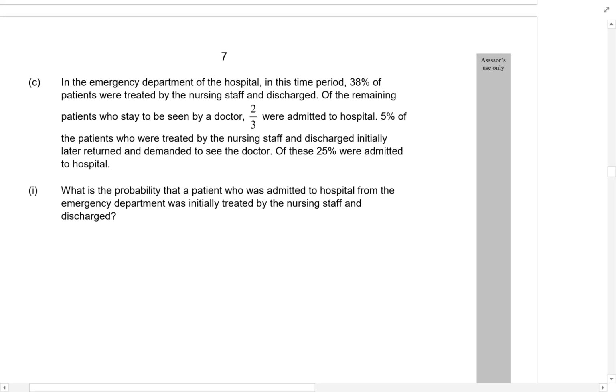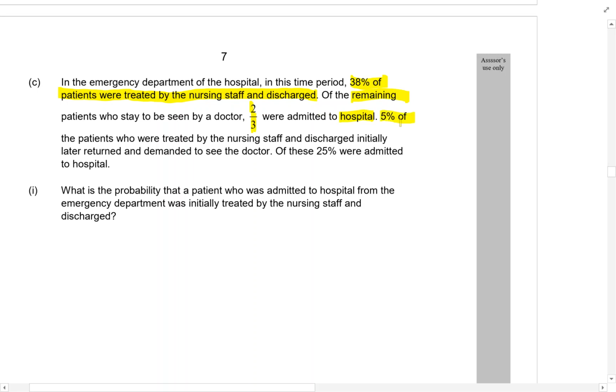So this is question 2C of the practice exam for level 3 probability concepts from term 3, 2017. In the emergency department of the hospital in this time period, 38% of patients were treated by the nurse staff and discharged. Of the remaining patients who stayed to be seen by a doctor, 2/3 were admitted to hospital.